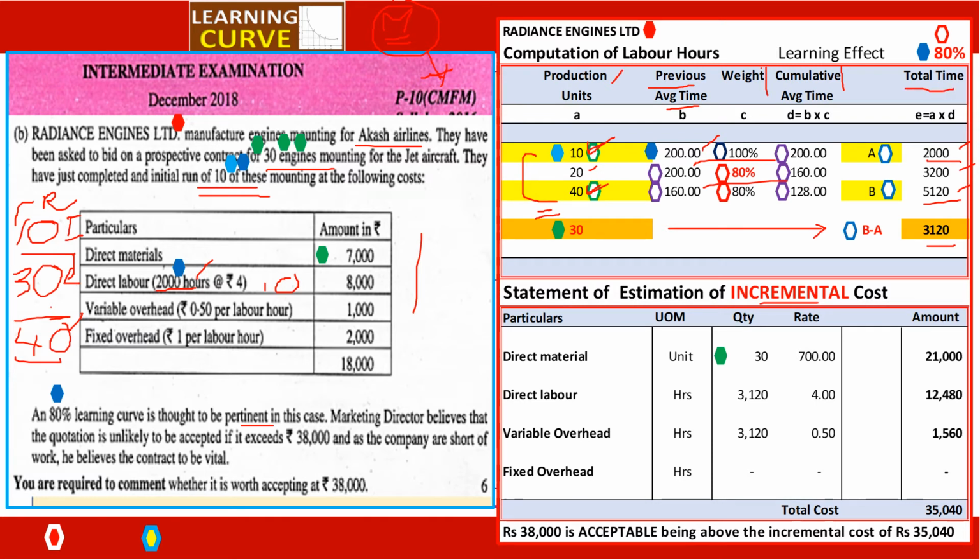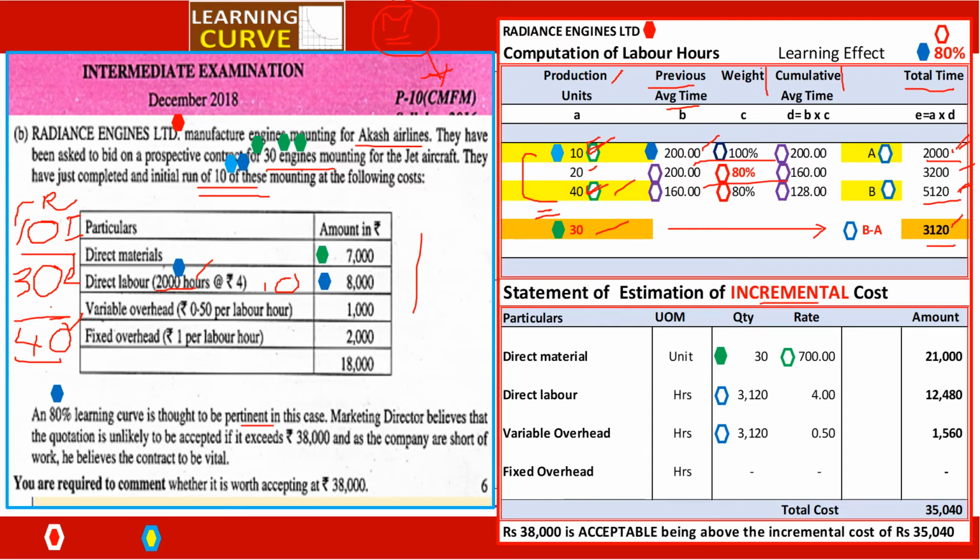Total time for 10 units is 2000 hours. For 40 units, it will be 5120. Since we are continuously producing, if 10 is costing us 2000, out of 5120, the balance will be costing towards 30 units, which is 3120. From here, we just prepare a statement of estimation of incremental cost. How many units? Incremental 30 units. And what is the hours in respect of 30 units? 3120 hours that we have got.